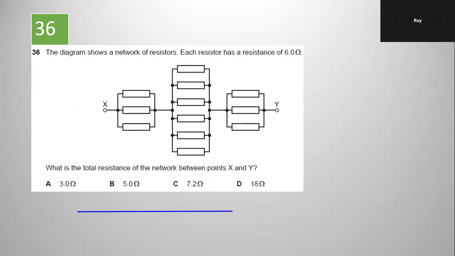Okay, this one is a bit more challenging. The diagram shows a network of resistors. Each resistor has a resistance of 16 ohm. What is the total resistance of the network between X and Y?